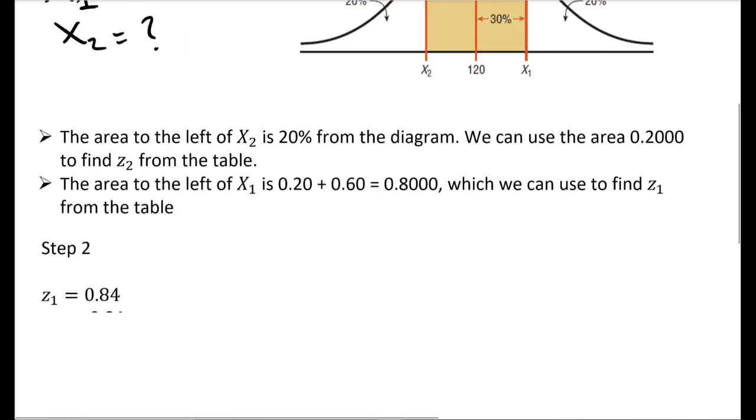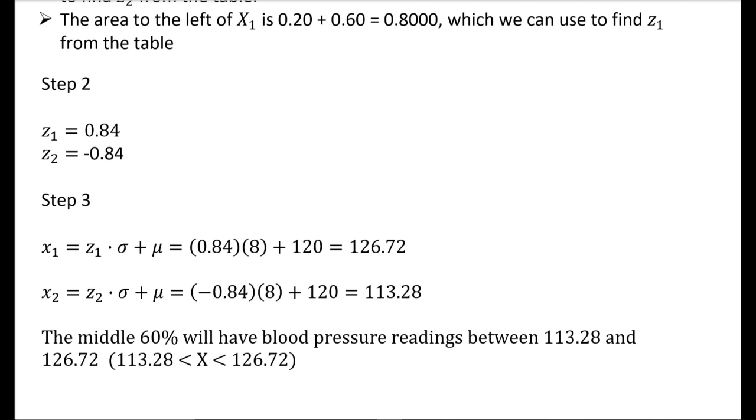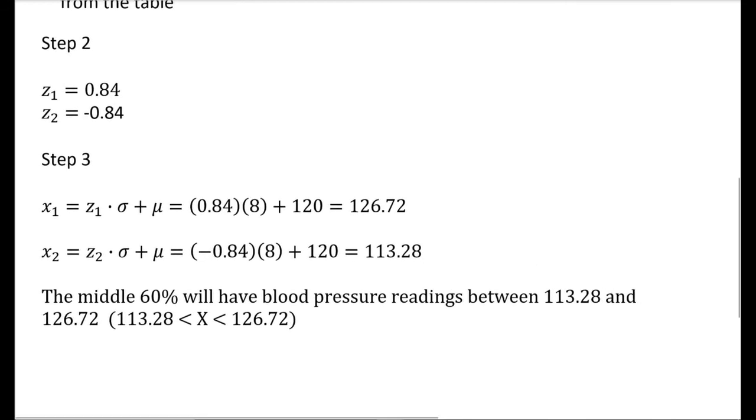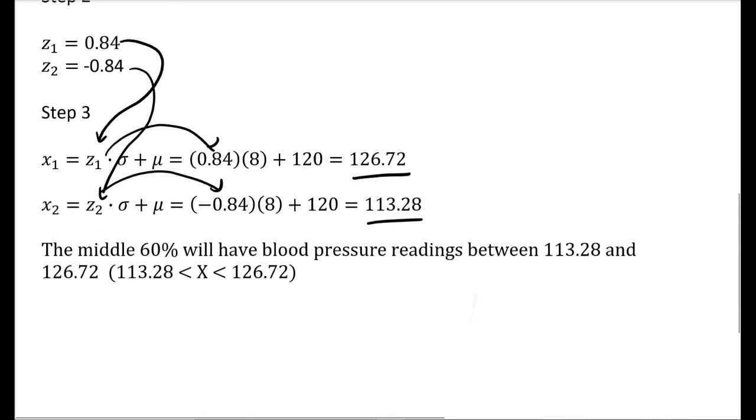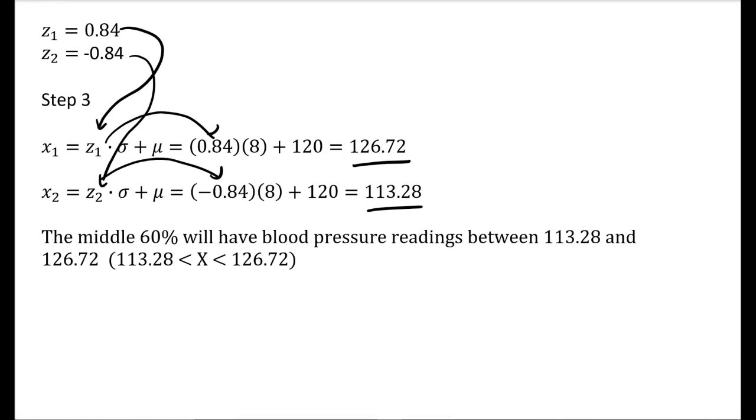All right, so now we got those two z-scores. Now the next step is to compute the x values by plugging in the z-scores, which you can see here and here. We plug those in and we get those two x values, because we know our mu and our sigma. So this means that the middle 60% of people will have blood pressure readings between 113.28 and 126.72, and that is in millimeters of mercury.